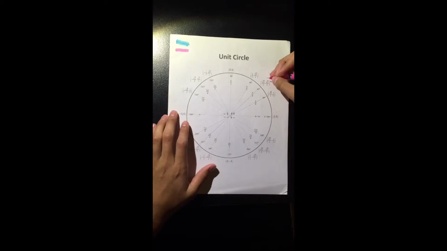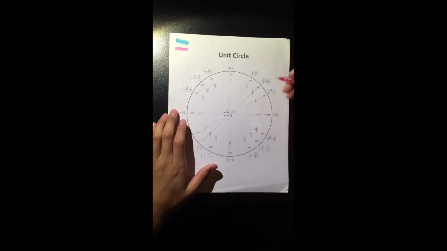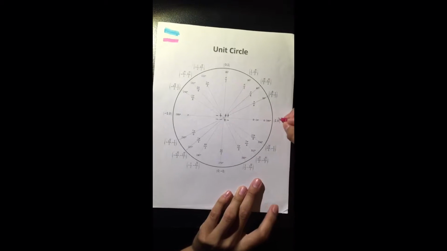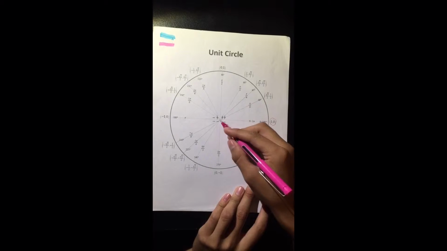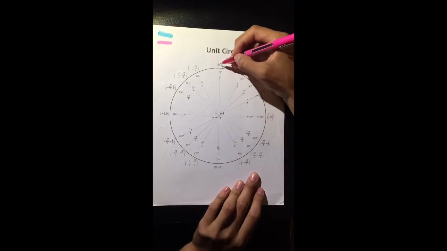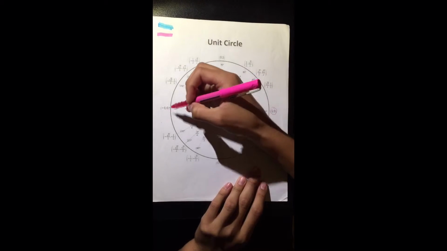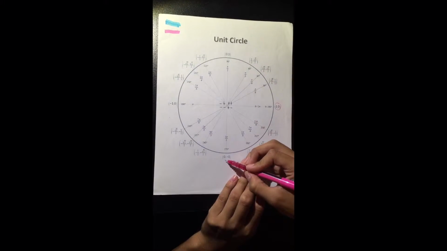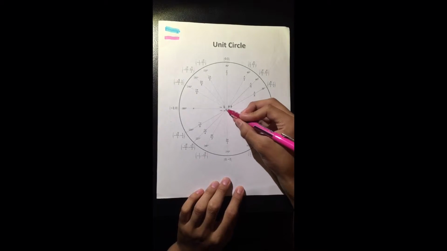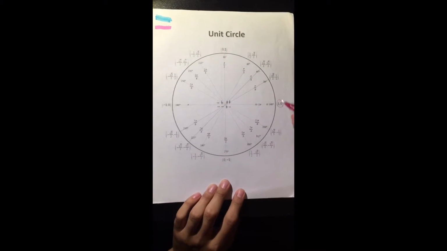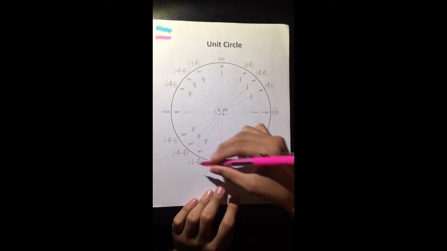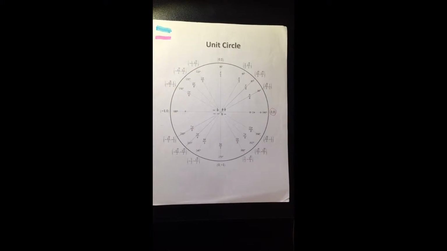An easy way to remember the coordinates of the unit circle is that, first of all, this is 1 unit away from the center to the right, so it's (1, 0). This is (0, 1), (-1, 0), (0, -1), and then right here in the center you can draw these, which will help you put the signs around the coordinates.